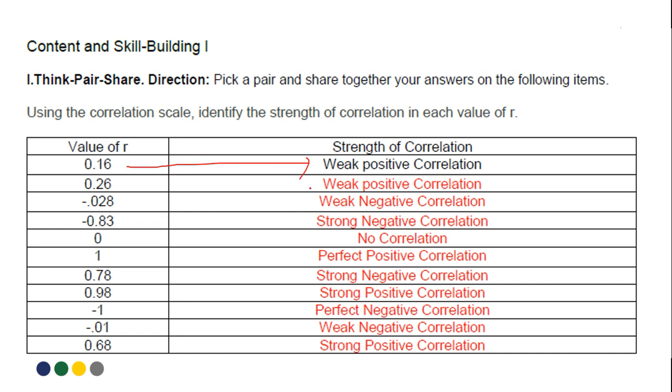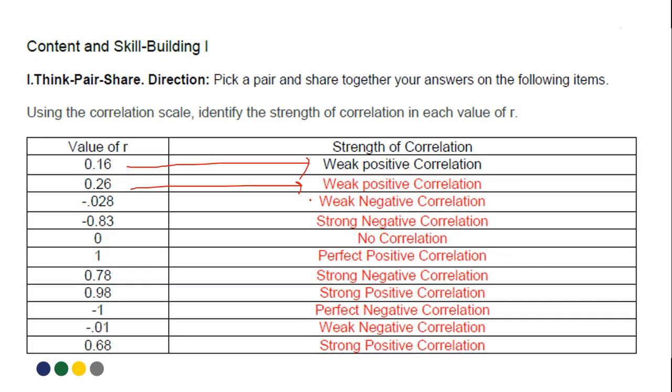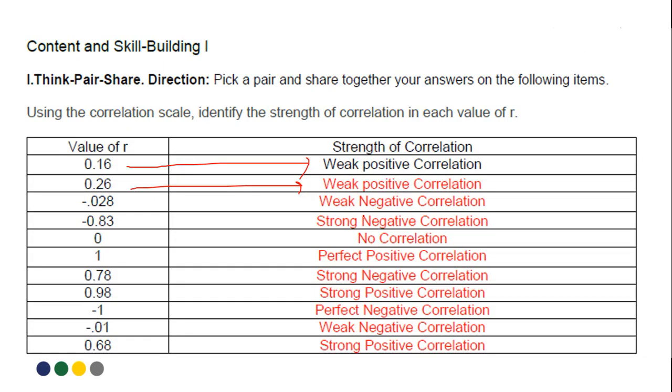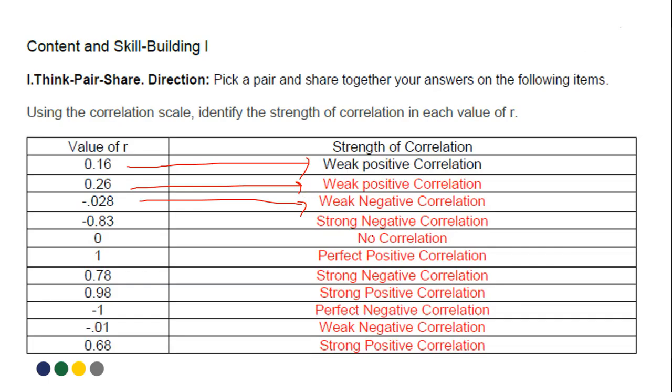Kapag 0.16 is weak positive correlation. So, yung 0.16 is nandito sa positive correlation. Yung 0.26 is nandito siya. So, still weak. Weak positive pa rin. Yung negative 0.28, the answer here is weak negative correlation. Nandito siya sa part na to. So, that's why weak negative correlation. So, itong strong negative correlation.